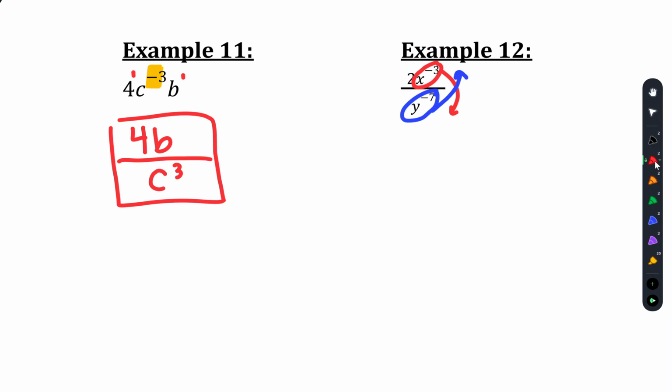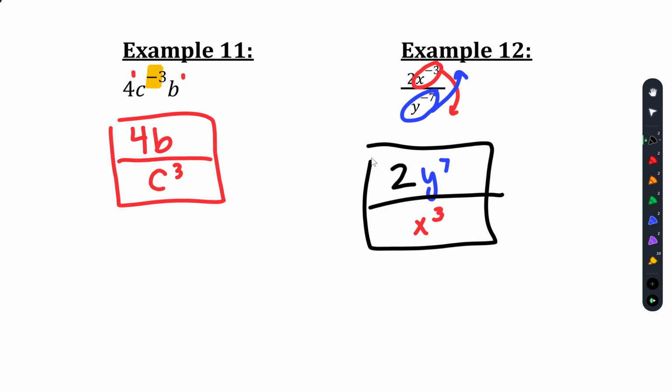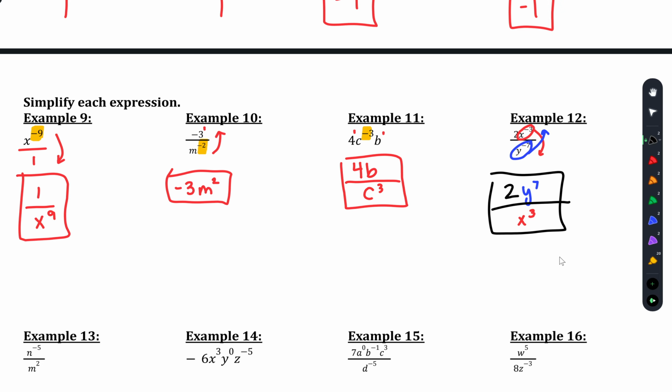So the 2 stays where it is. That had a positive 1 power. The y to the 7th goes to the top, and the x to the negative third becomes x to the positive third in the bottom. Beautiful. Any questions on that? I got a couple more examples and we're done.